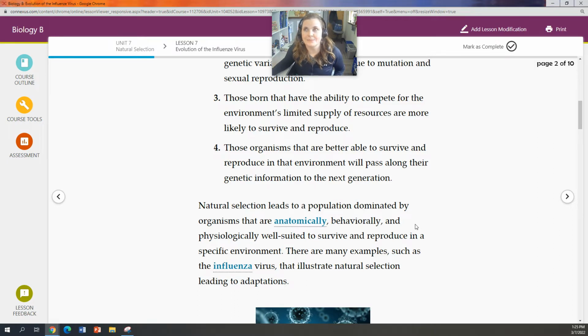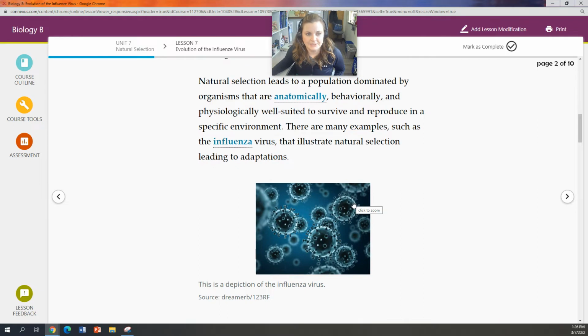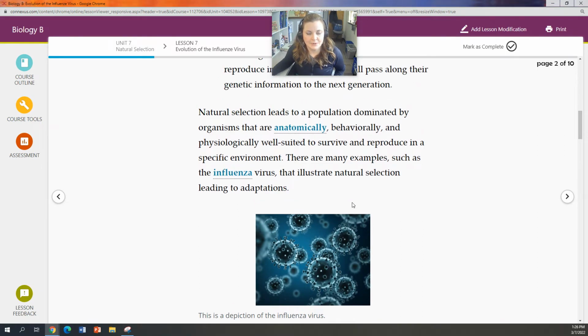If the trait provides them with a disadvantage, then we see that trait disappear over time because organisms born with that trait will not be able to survive to reproduce, or they will have a less likely opportunity to do so. And we'll see the numbers of that trait get lower and lower, and it will eventually disappear in generations to come. So it says natural selection leads to a population dominated by organisms that are anatomically, behaviorally, and physiologically well suited to survive and reproduce in a specific environment.